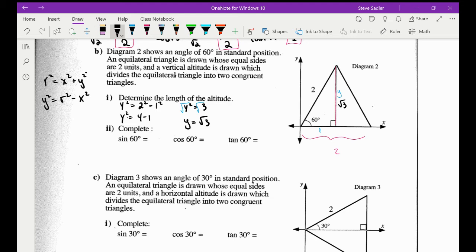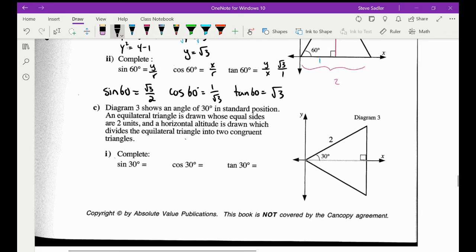And we can create our ratios for sine, cos, and tan of 60 degrees. So we know that sine is going to be y over r. So sine of 60 is going to be root 3 over 2. Cos of 60 is x over r. So that's going to be 1 over root 3. And tan of 60 is y over x. So tan of 60 is going to be root 3 over 1. But if it's just over 1, we can say it's root 3.